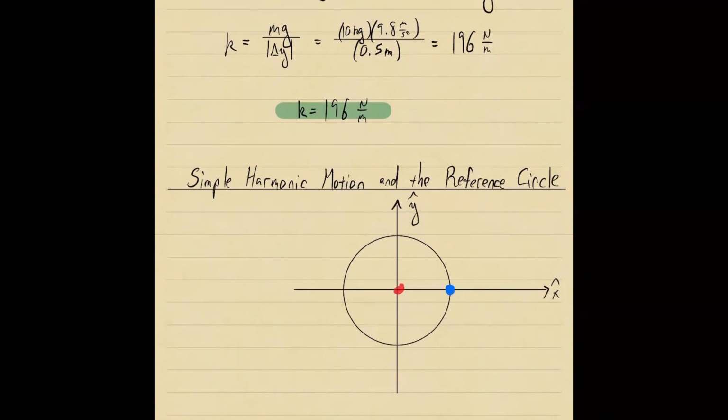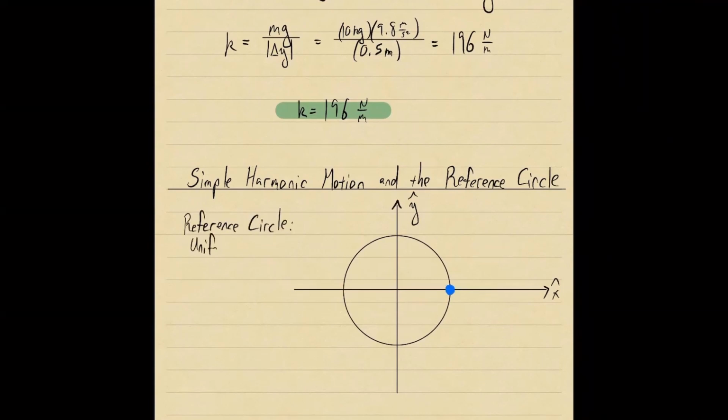So let's say that the equilibrium position for our spring is here, but we stretch the spring out till it's right here. And then when we let it go, we want to be able to describe the motion of this thing as it oscillates back and forth. Well, we can do that by using this reference circle. We're really just using uniform circular motion here.